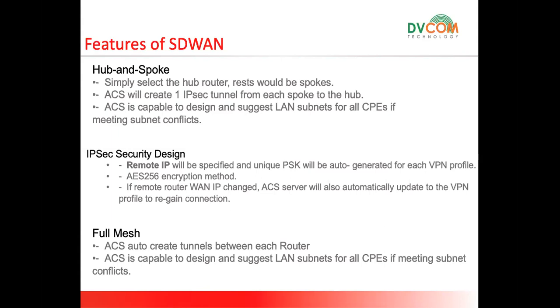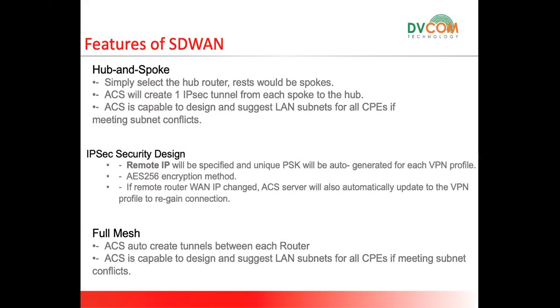IPsec security design: the remote IP will be specified and a unique PSK will be auto-generated for each VPN profile. The AES 256 encryption method is used. If the remote router's WAN IP changes, the ACS server will automatically update the VPN profile to re-establish the connection. Then you can establish the full mesh. ACS auto-creates tunnels between each router.